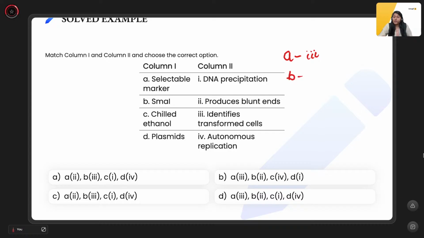SmaI. SmaI is actually a restriction enzyme which produces blunt ends. Now, chilled ethanol. Chilled ethanol is added to help the precipitation of DNA. Okay, so chilled ethanol is involved with DNA precipitation, and plasmids. Plasmids have autonomous replication. Okay, so the correct answer is going to be 3, 2, 1, 4. Okay, now let us look at our option 3, 2, 1, 4. Okay, as you can see here, option D 3, 2, 1, 4 is going to be your correct answer.